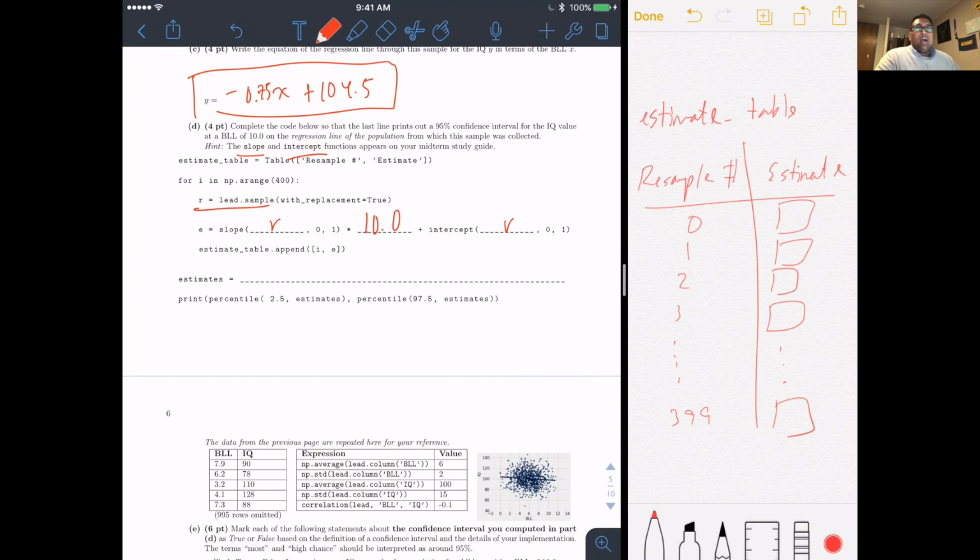Right, now, we want an array of our estimates, right? We don't want it to be in the form of a table. So what we want to do is just take this column right here. So estimates is equal to estimate table dot column.